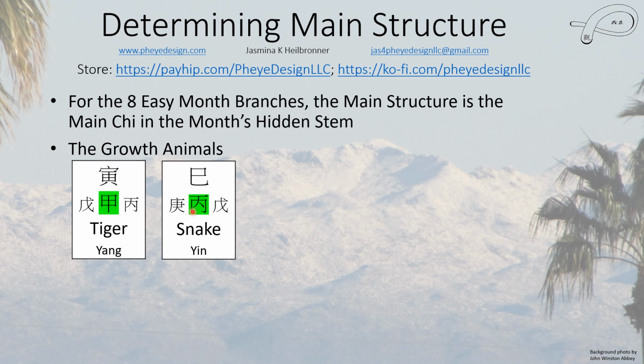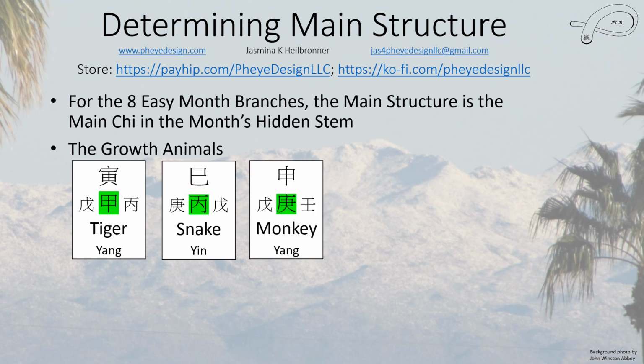For the snake, it'll be yang fire. For the monkey, it's yang metal. And for the pig, it's yang water. Now these are the strong elements of, actually probably the very strong elements of each of these seasons. And it doesn't matter that the snake is a yin, it still can have a yang main chi. And the same thing for the pig. So we don't care about the yin or yang, the polarity of the animal. All we care about is the polarity of the main chi.